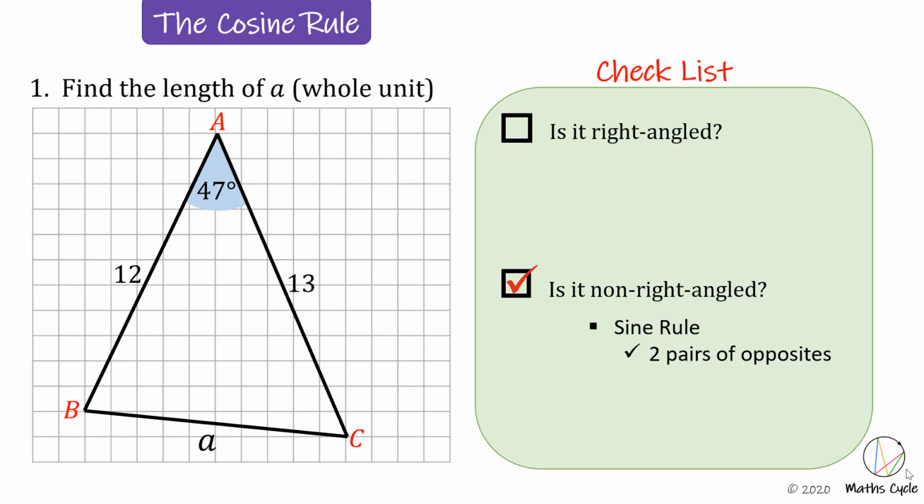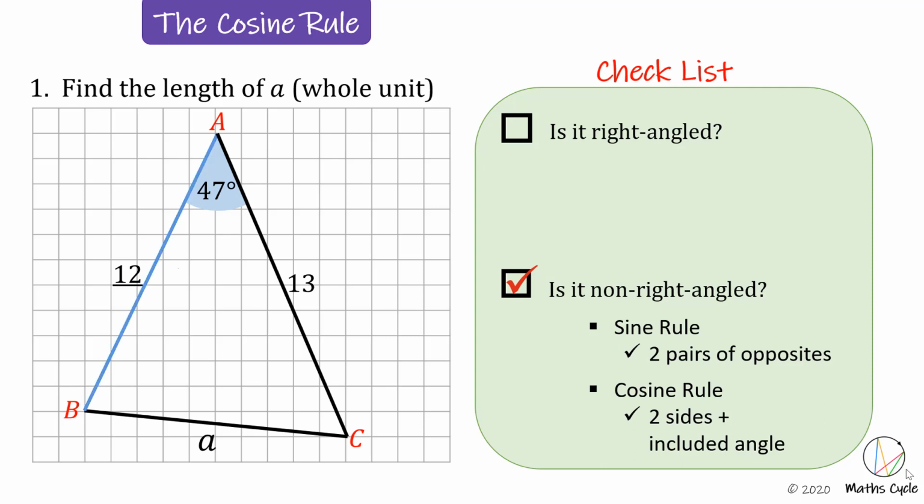Yes, it is. So the first thing we check is, do we use the sine rule? Do we have 2 pairs of opposites here? And you can see when you look at this triangle, we do not have 2 pairs of opposites. So then you go to your plan B. Can I use the cosine rule? Does it have 2 sides and an included angle? And you can see here that we do.